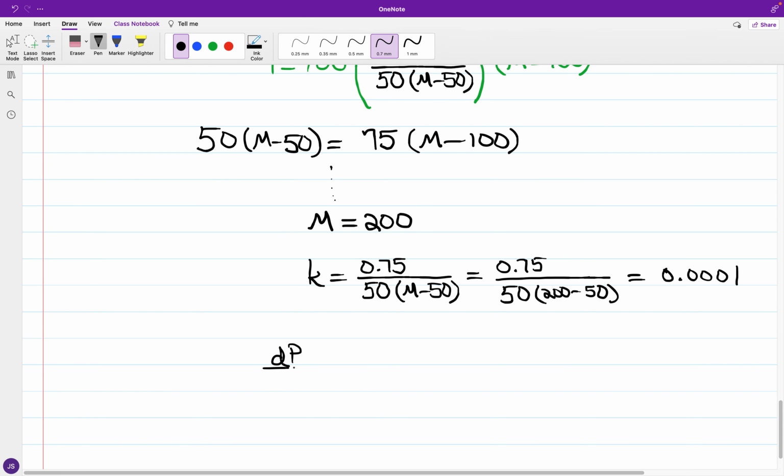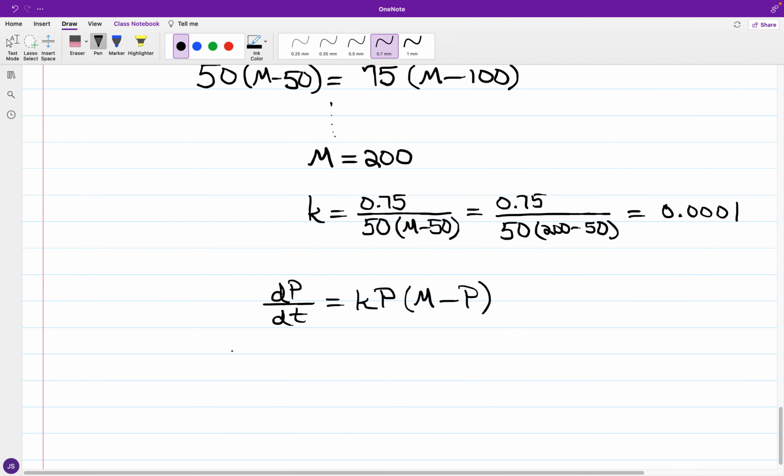So again, I have dp over dt is equal to k times p times the quantity of m minus p. And again, m was at 200 and k we have at 1/10,000th.